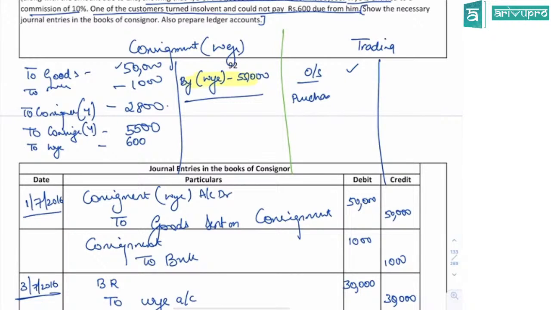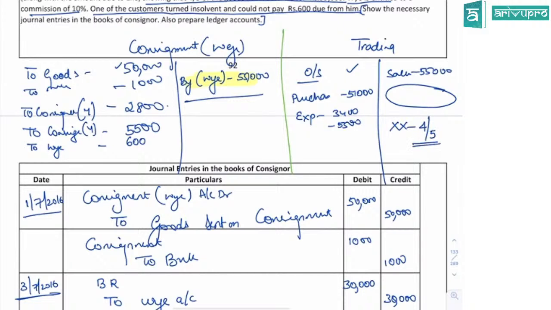Purchases, yes, I have received goods 51,000. Then my sales 55. Then I have expenses, which are 3,400 and 5,500. Correct? Yes or no? My question now is, did I sell all the goods? The answer is no. I have only sold 4/5 of the goods. Yes or no?